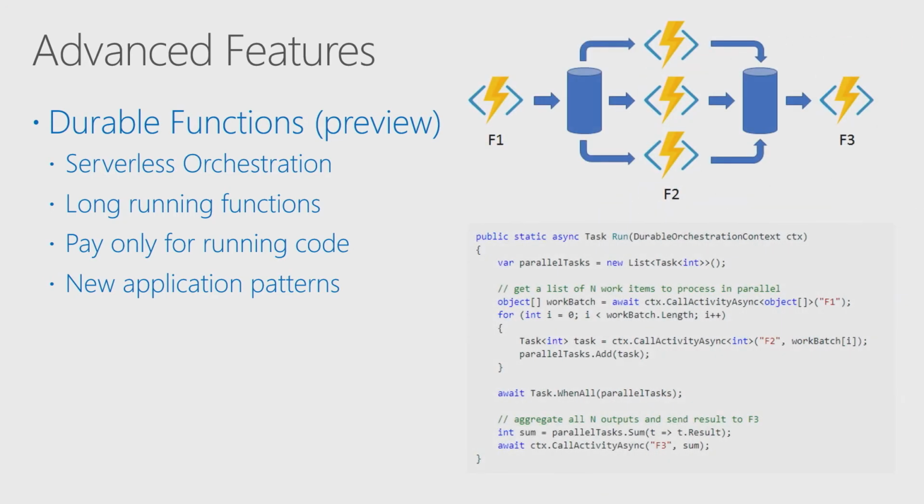This powerful concept allows for a wide range of new patterns, such as fan-in, fan-out, where you need to execute multiple functions in parallel, and then wait for all of them to finish. This task that would normally be very complex with regular functions can be simply achieved with a few lines of code, as illustrated here. There's great documentation on durable functions available on docs.microsoft.com.